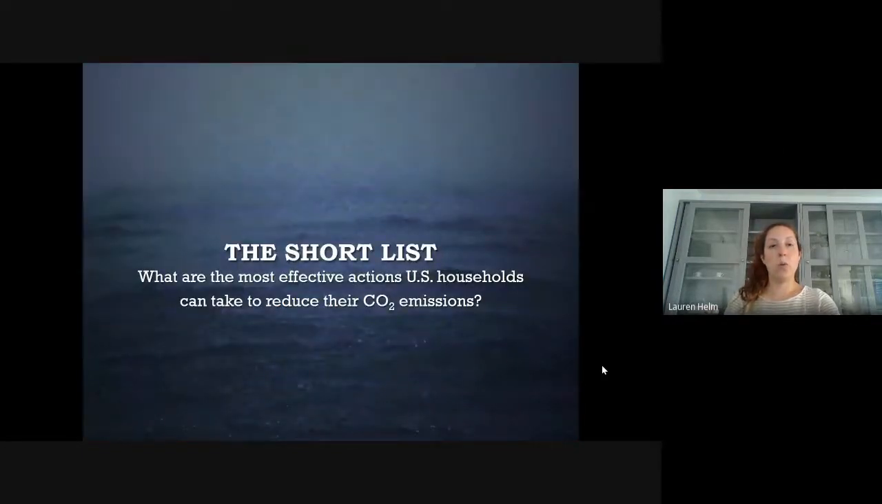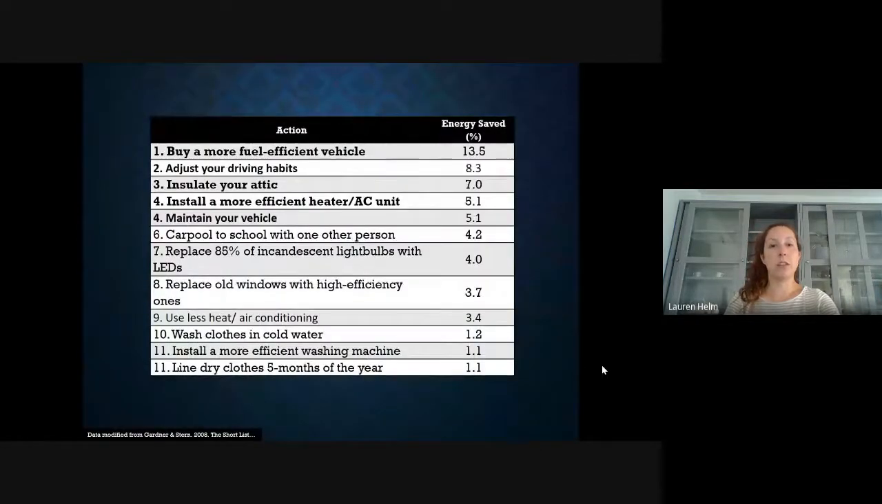So, based on this data, what are the most effective steps we can take? Let's look at them. First and most effective thing you can do in terms of reducing that percentage of energy is to buy a more fuel efficient vehicle, actually limiting the output of carbon dioxide. After that, you can adjust your driving habits. So if you can't get a more efficient vehicle, you can use your current vehicle more efficiently, so you're driving less.